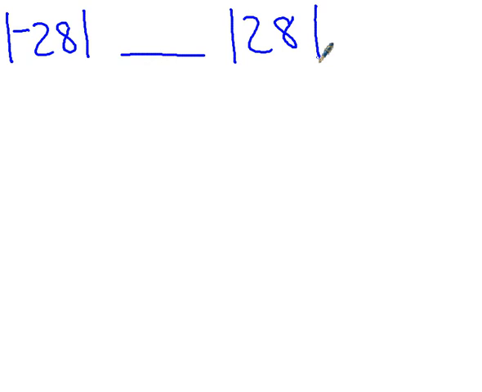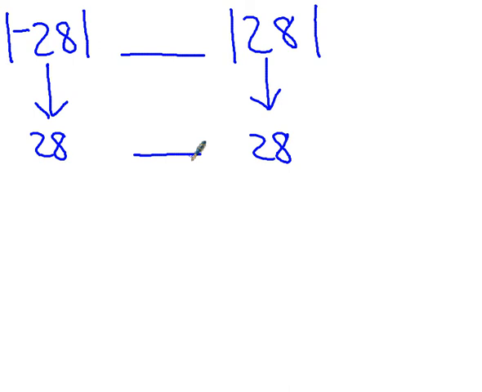Alright, today we're going to look at comparing and ordering integers. So let's say we want to compare the absolute value of negative 28 to the absolute value of 28. Again, absolute value, your number is always going to be positive. So the absolute value of negative 28, or the distance that number is from 0 on a number line, is 28. Again, positive 28. The absolute value of 28 is 28.